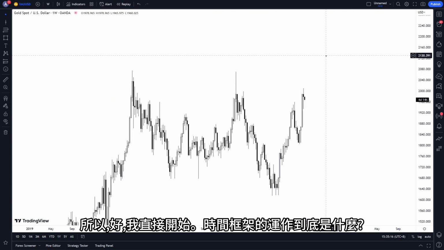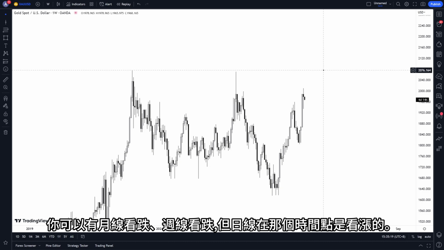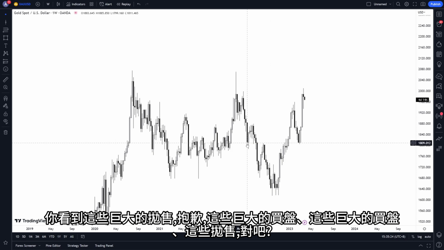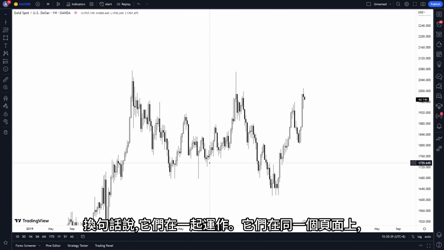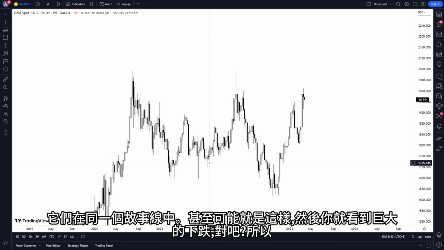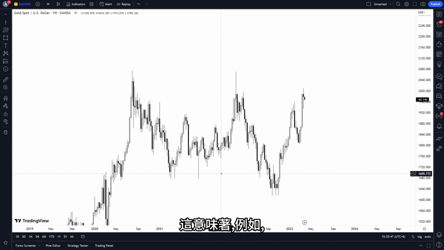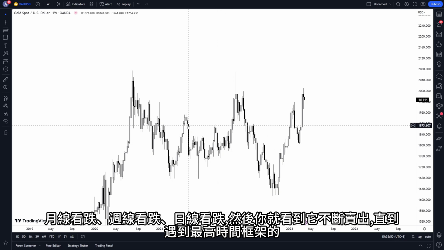So okay, I'm going to get straight into it. What exactly is the operation of a time frame? You can have a monthly bearish, weekly bearish, but the daily be bullish at that moment in time. And the reason why you see these huge sell-offs, these huge buys, 600,000 pips, these big ones, is because all 3 higher time frames are in tandem. Or in other words, they're working together, they're on the same page, they're in the same storyline. So for example, monthly bearish, weekly bearish, daily bearish, and then you'll see it just sell and sell and sell until it comes to the highest time frame's obstacle.